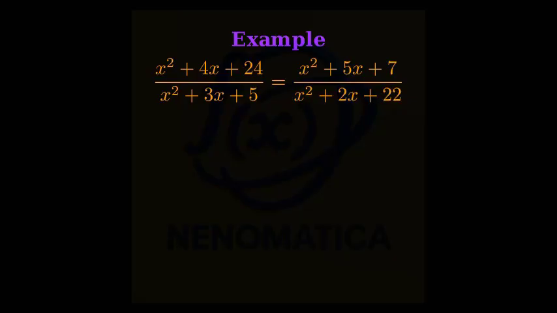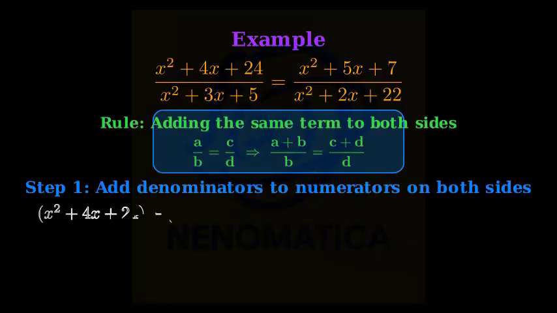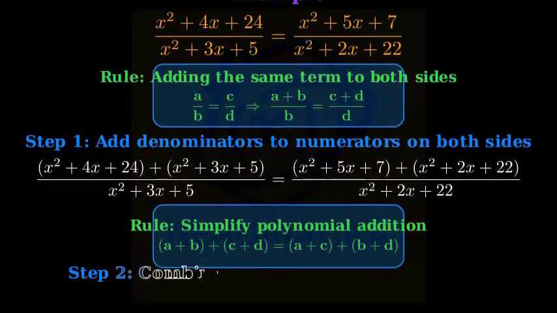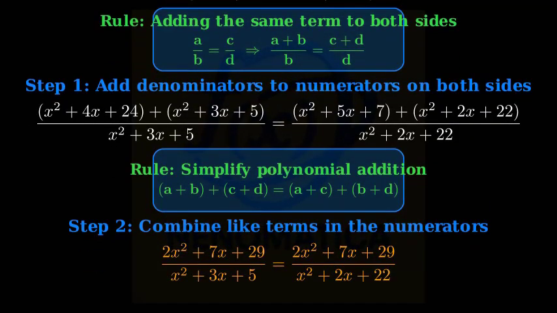Step 1. Add each denominator to its numerator on both sides of the proportion. This keeps the equality true and avoids generating a fourth-degree equation later. Quick challenge. Can you spot exactly what changed from the previous line? Step 2. Simplify the new numerators by combining like terms. Both sides simplify to the same trinomial.